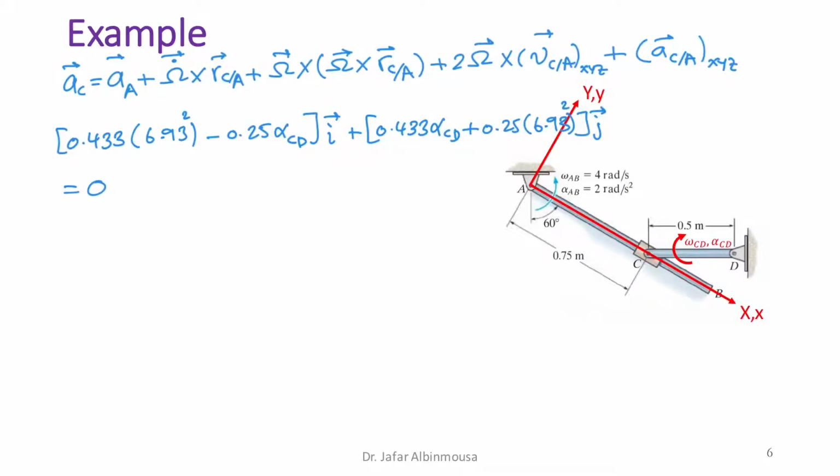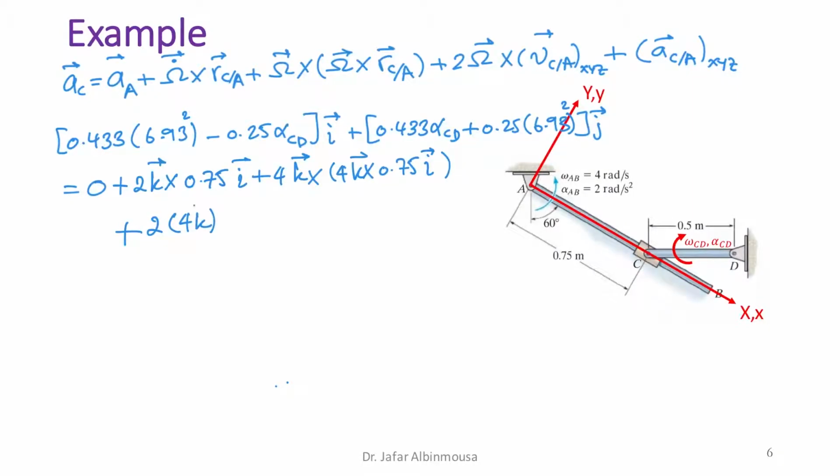Now we are starting with this part. So the acceleration of A is 0 plus 2k cross 0.75I plus 4k cross 4k cross 0.75I plus 2 multiplied by 4k and crossed with minus 1.73I plus AC with respect to A as a scalar measured from the local coordinate system with direction I.